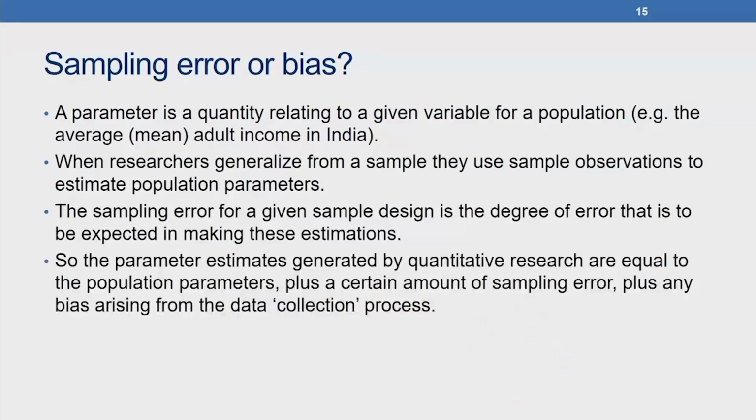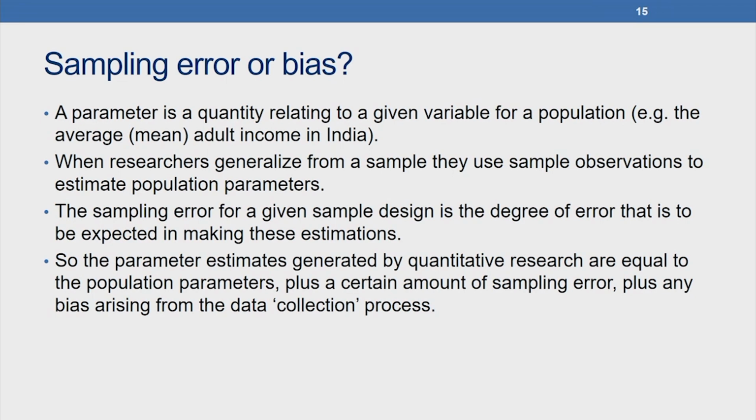So, should we call it a sampling error or bias? Now, a parameter is a quantity relating to a given variable for a population, for example, the average adult income in India. When researchers generalize from a sample, they use sample observations to estimate population parameters, and sampling error for a given sample design is the degree of error that is to be expected in making these estimations.